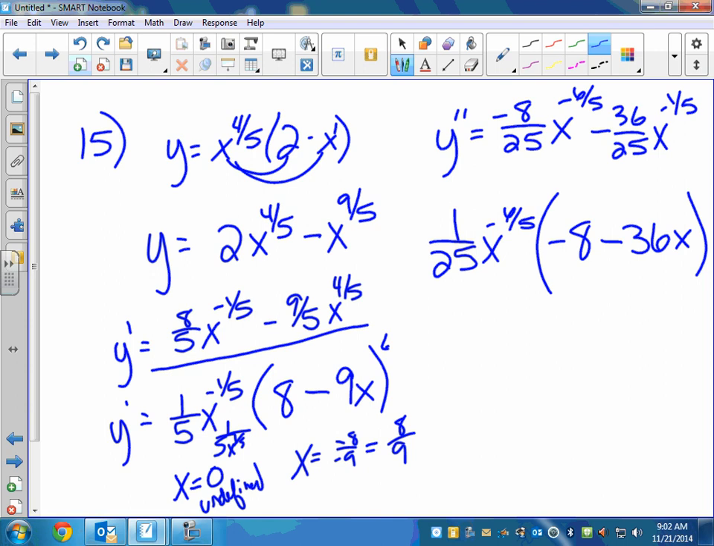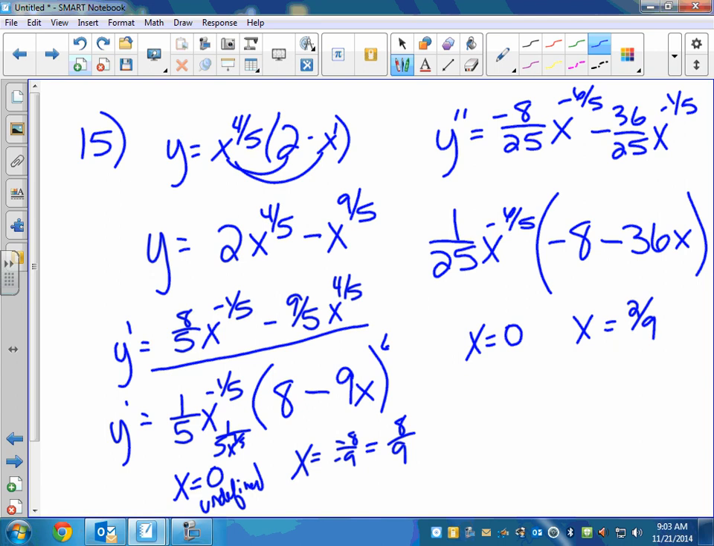There's a lot of ways to do this. If you can still get the same answer, I'm still going to get that it's undefined at 0, right? Because of this negative 6/5. X equals 0 is a possible inflection point. And then if I solve this, I'm going to get negative 2/9. That's not so nice.